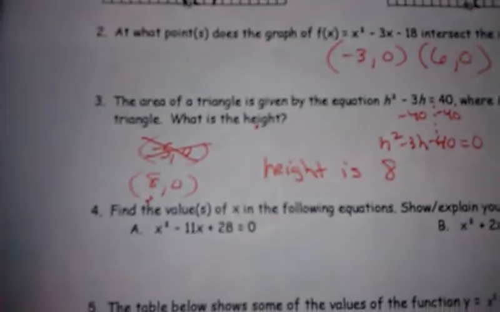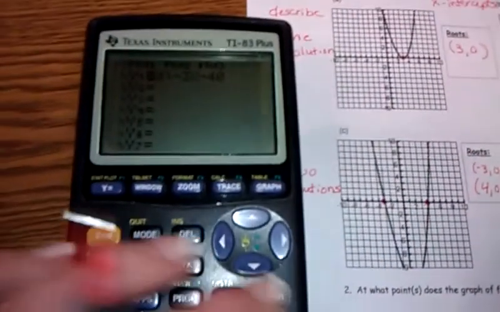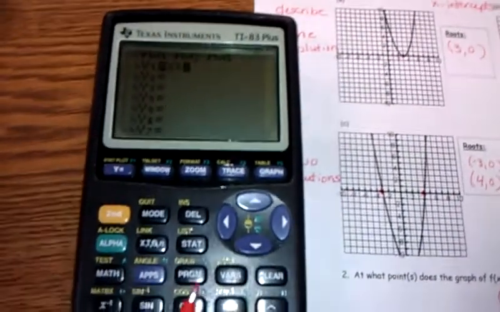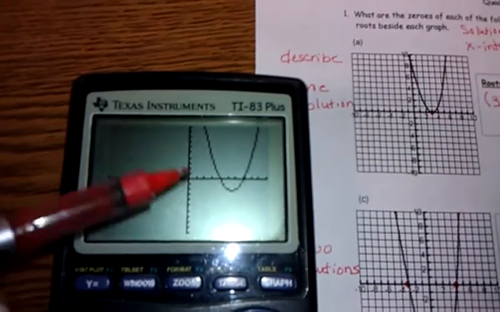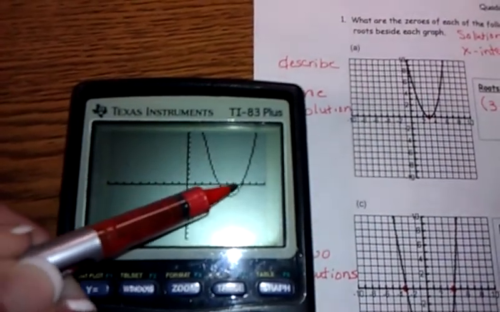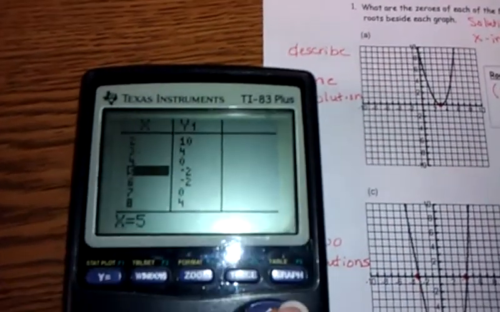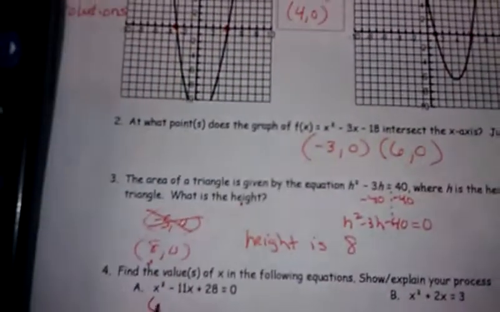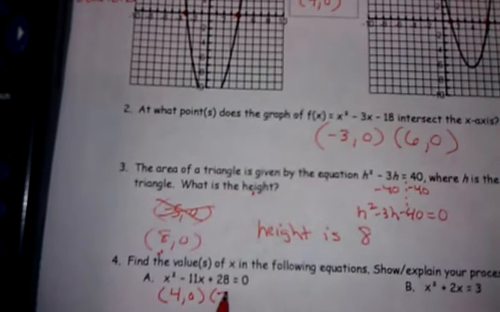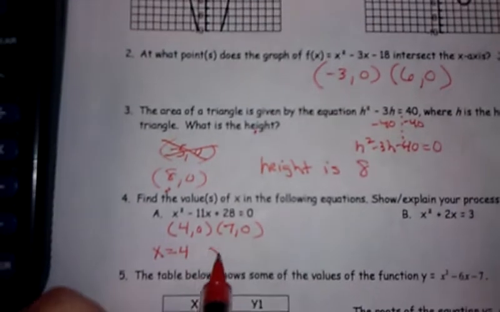On letter A, it's already written in standard form, so I'm going to go to my calculator and put in x squared minus 11x plus 28. Press graph. Let's look at it and see. 1, 2, 3, 4, 5, 6, 7. So let's see, 4 and 7 maybe. Oh, wait, they're right there for me. (4, 0) and (7, 0). Sure are. Now you may see them written like x = 4, x = 7.